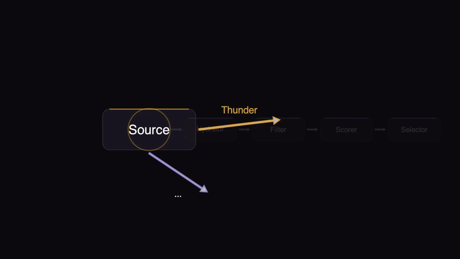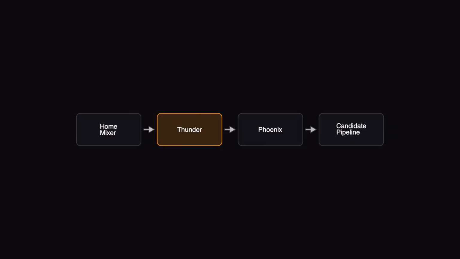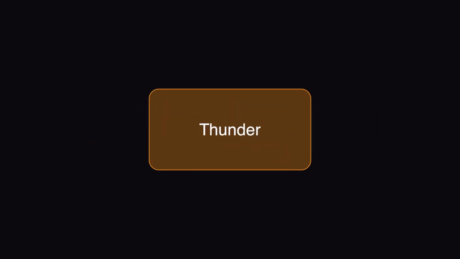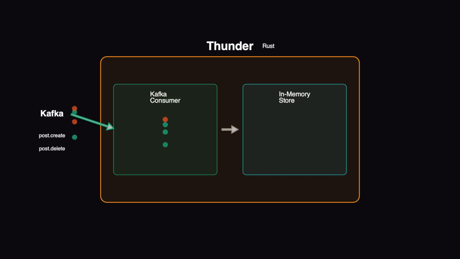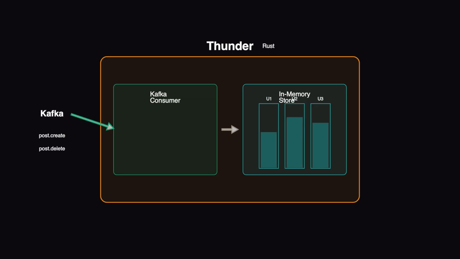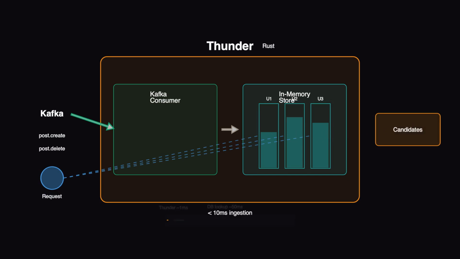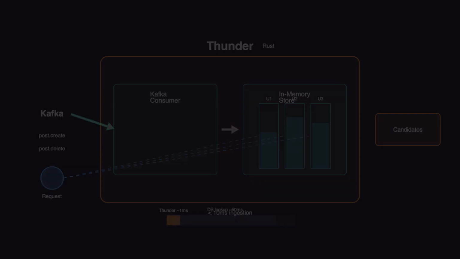The first source is Thunder. Thunder is the in-network candidate source. It is a Rust service that consumes post-creation and deletion events from Kafka in real time and maintains an in-memory store of recent posts per user. When the pipeline needs in-network candidates, Thunder looks up the requesting user's following list, then fetches recent posts from those user stores. Because everything is in memory, these lookups take sub-millisecond time. No database round trips, no network hops to a remote store.